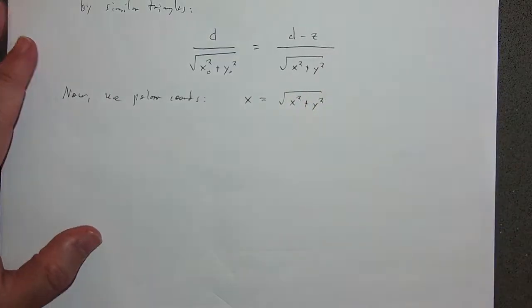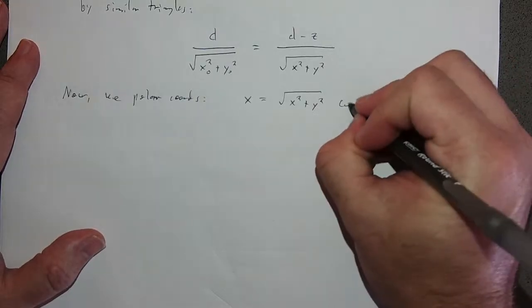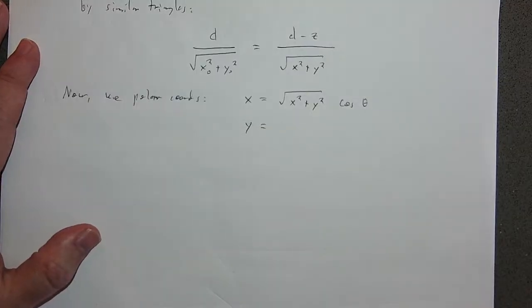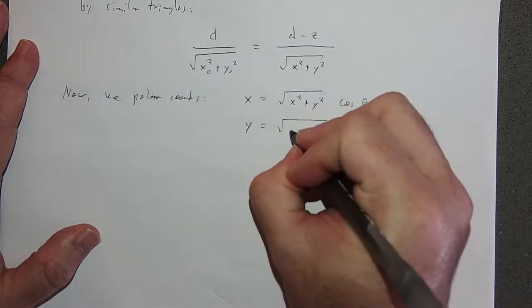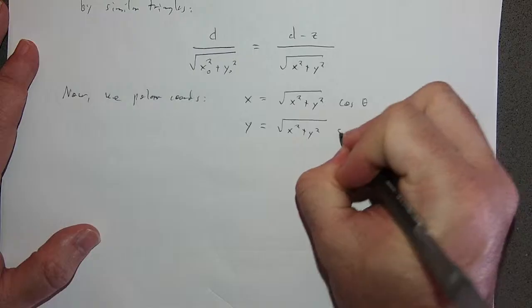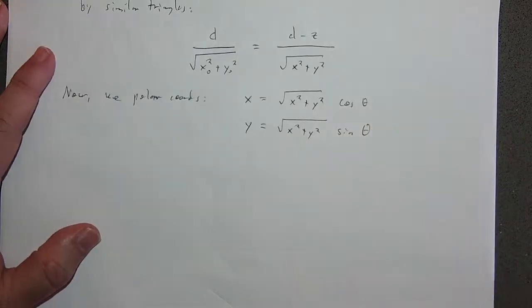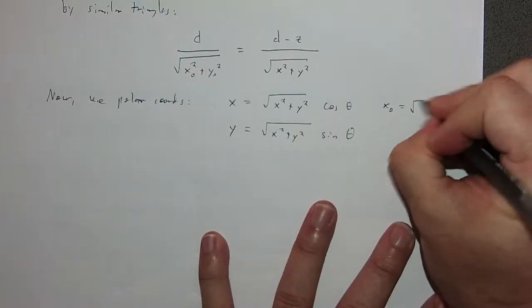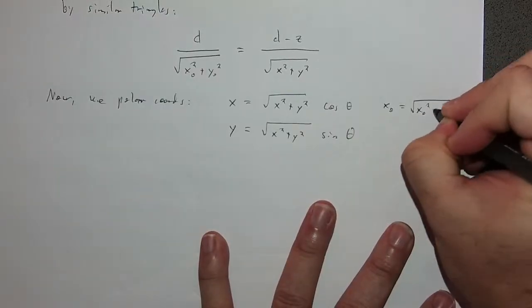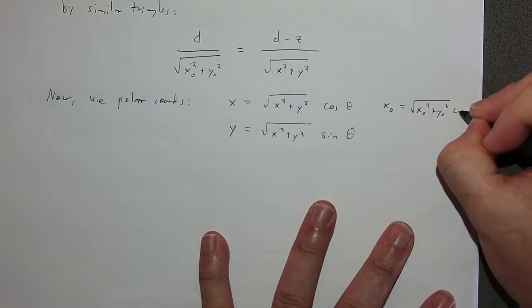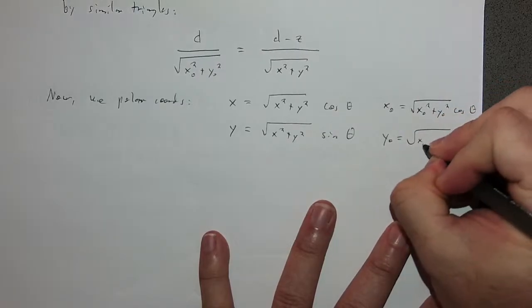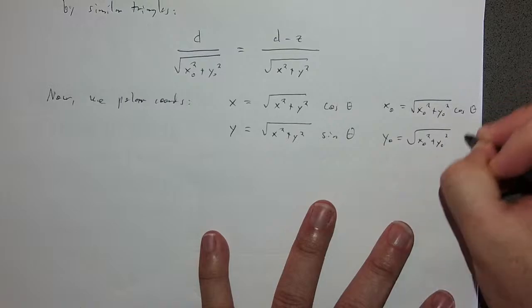And so I know that x is the distance to the origin, right? This is my r, square root of x squared plus y squared, times cosine theta, and y is similarly this, but more importantly, involving x naught here, x naught is the square root of x naught squared plus y naught squared times cosine theta, and y naught is the square root of x naught squared plus y naught squared times sine theta.